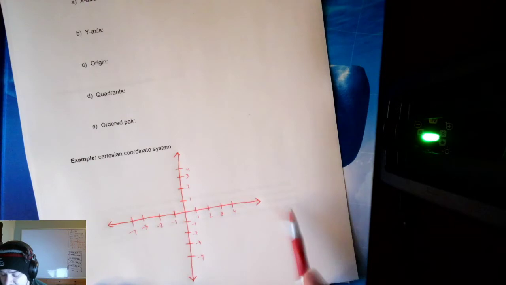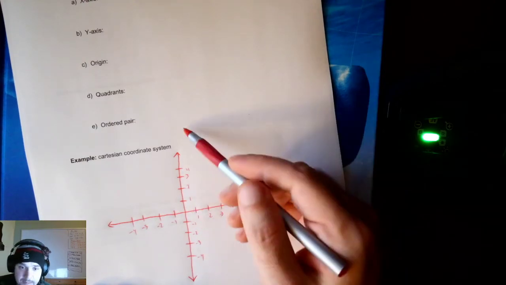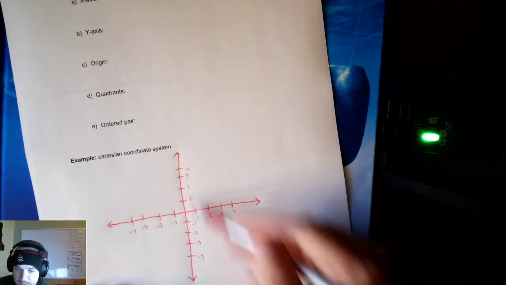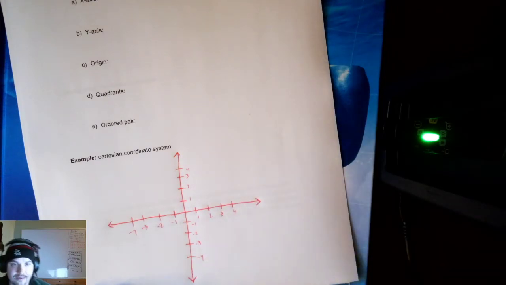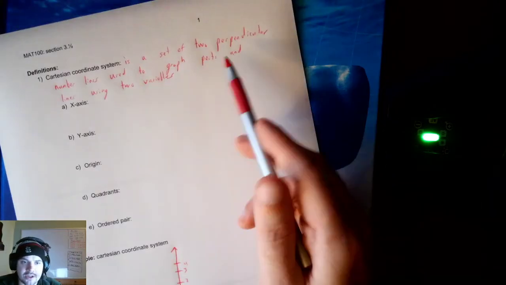Notice it goes positive to the right and positive up. The up and down number line works positive up, negative down. Left and right is negative left, positive right. So that's a Cartesian coordinate system.